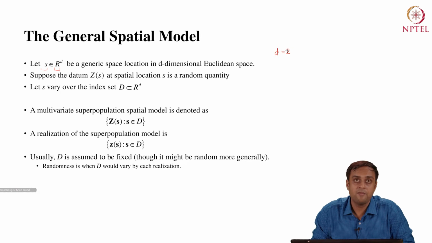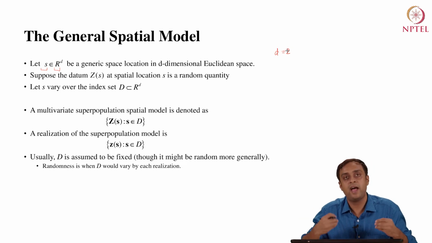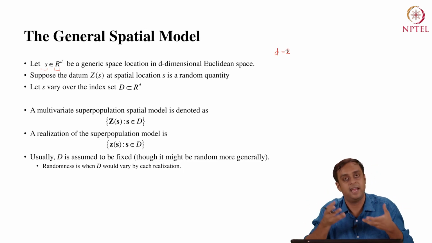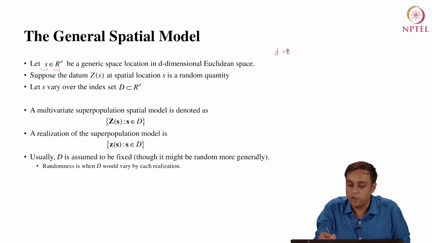So we can have a generic location parameter s, which identifies different points in a two-dimensional space with coordinates x and y in R2 space, right? And what we are also saying is that we are going to work with a Euclidean space.